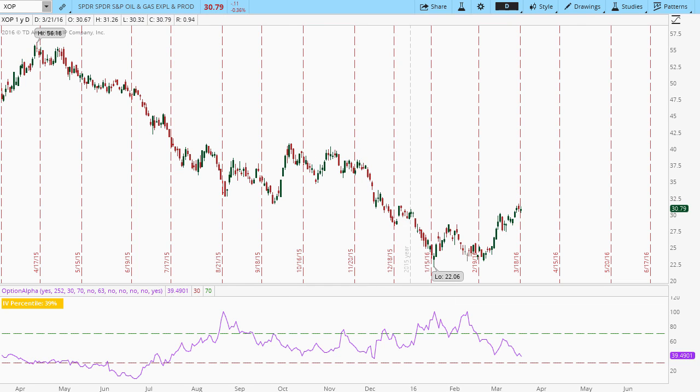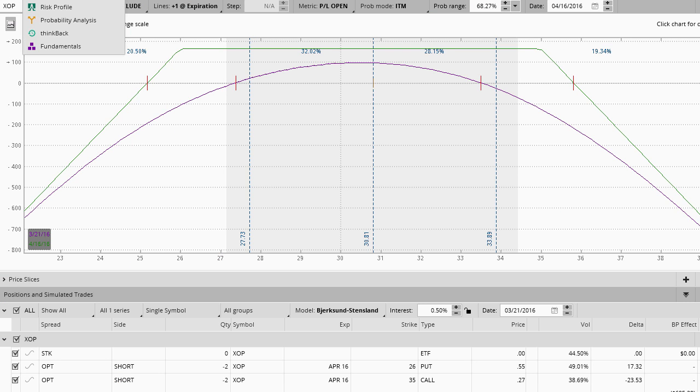If we go over to the chart here of XOP, you can see that 26 is basically here and 35 is basically here. So this is that type of strategy that I've talked about earlier in these videos, where we don't care where the stock goes. It could trade to 32, down to 27. It could trade all over this zone. As long as it stays between those two strike prices, then we have an opportunity to make the maximum amount of money on this particular trade.